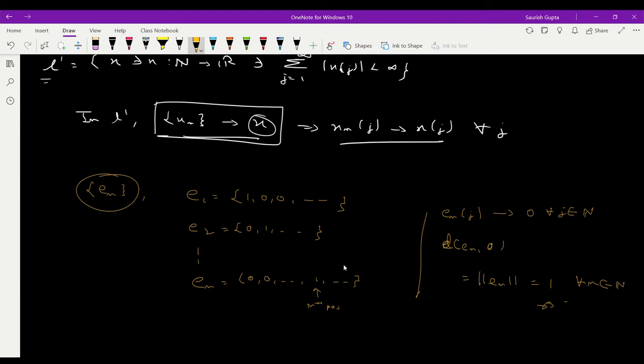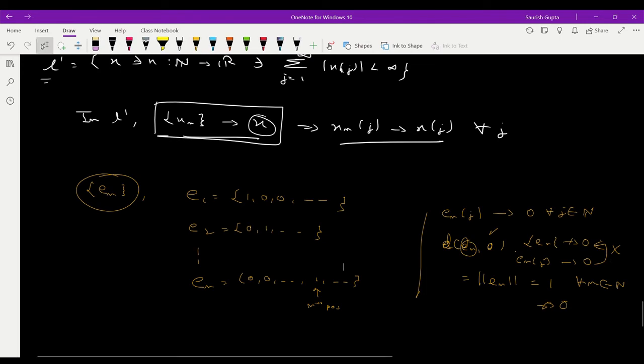So that does not tend to 0, right? So that means En does not converge to 0, but Enj converges to 0, right? So the converse is not true. Okay, clear?